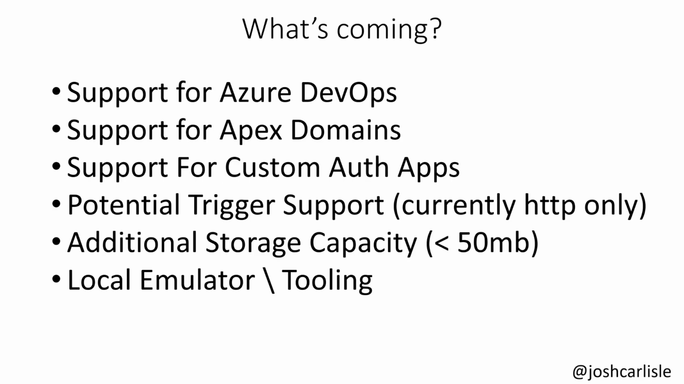So what's coming down the pipe? Well, based on some public comments from the PMs from the team, they've had a lot of requests for support for Azure DevOps as opposed to just GitHub. So that's something that looks like they'll be investigating. Adding support for Apex domains is a pretty common ask. They also want to look into support for custom auth apps. This wasn't shown in today's demos, but right now when you use a third-party identity provider, someone like Facebook, you don't have a lot of control over the authentication app that you use. They want to be able to provide that.